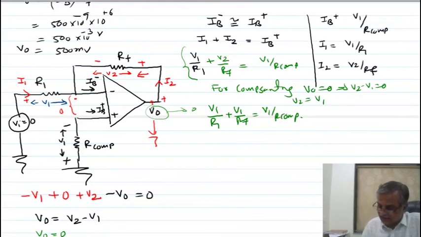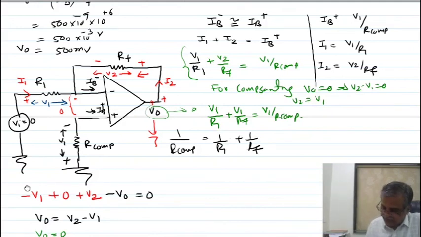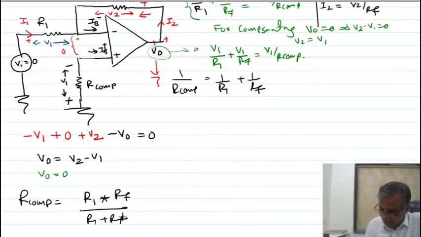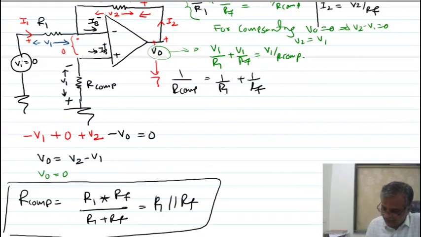As a result, I am getting 1 upon R compensated is nothing but 1 upon R1 plus 1 upon RF. So listen carefully to this discussion, so that R compensated is nothing but R1 into Rf upon R1 plus Rf. In short, it is R1 parallel Rf. Remember this equation. Now you can use this in an inverting amplifier by introducing this value.